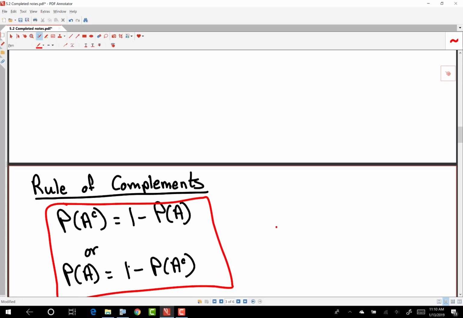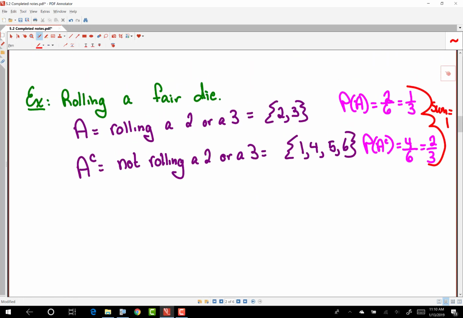Sometimes it doesn't matter. Like on this example that we just did, we easily found the probability of A complement without doing the subtraction, but notice it would have worked. If we were doing the probability of A complement, it should equal 1 minus the probability of A. So that would be 1 minus 1/3, which leaves us with 2/3.